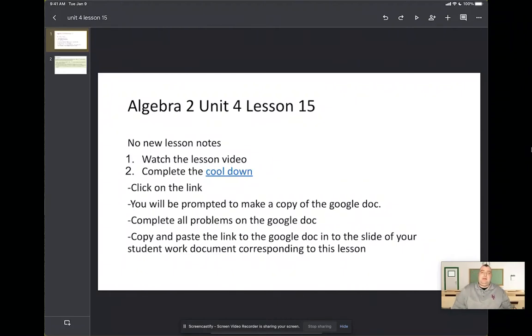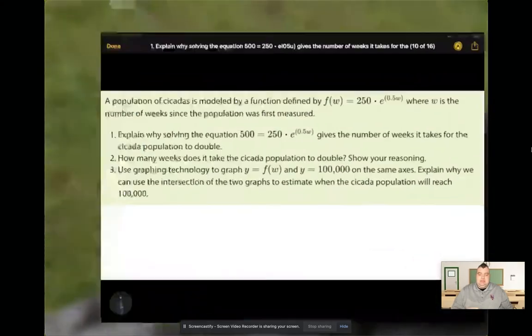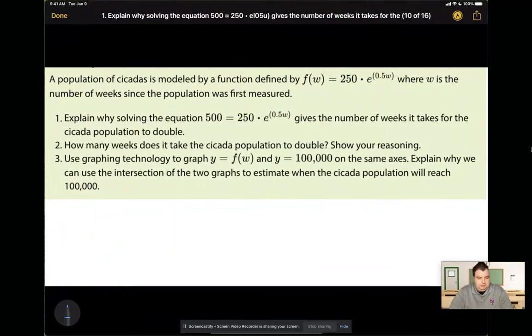Welcome back, everybody. We are up to Unit 4, Lesson 15. There are no new lesson notes for this lesson, so let's get right into the examples.